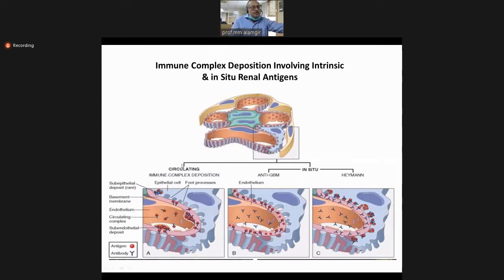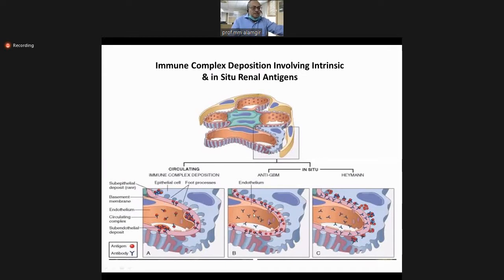Now this diagram is basically showing various types of immunoglobulin depositions. Here you can see the deposition of antigen antibody complexes is subepithelial, within the substance of the basement membrane, and subendothelial. So this would give a definite pattern, which is a granular sort of pattern on immunofluorescence microscopy, when they are tagged with immunofluorescent dyes and seen under the immunofluorescence microscope.